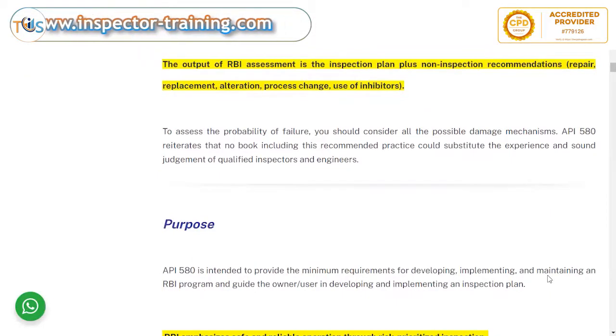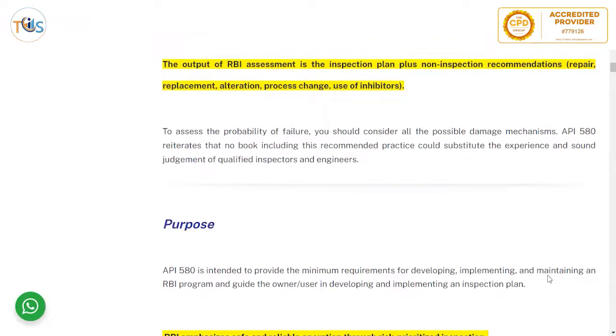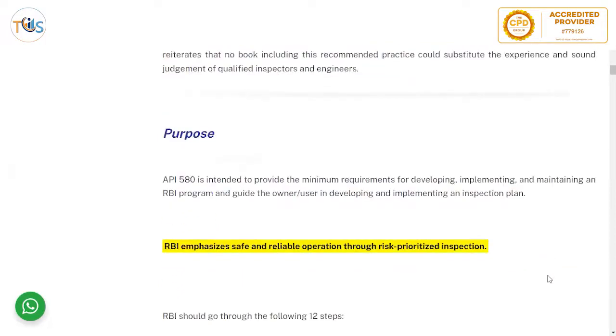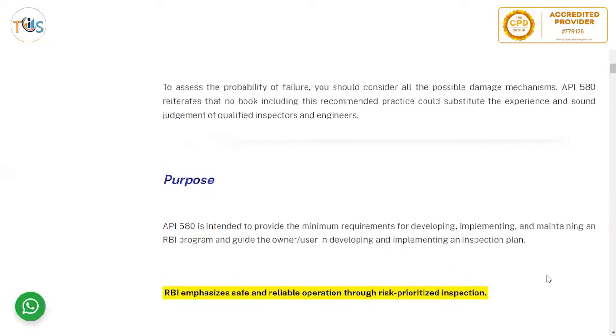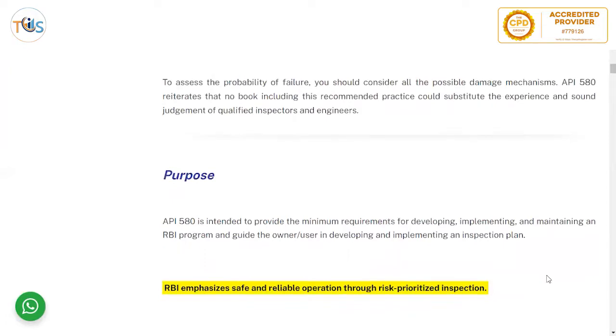API 580 reiterates that no book, including this recommended practice, could substitute the experience and sound judgment of qualified inspectors and engineers. So this is a guideline, and it cannot be replaced by actual on-the-field experience, especially considering that each case might be different from other cases.